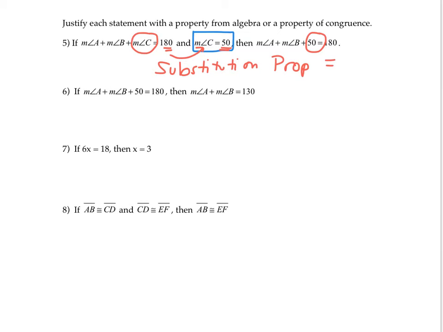In number 6, it says if the measure of angle A plus the measure of angle B plus 50 degrees equals 180, then the measure of angle A plus the measure of angle B is equal to 130. So you have to ask yourself how that happened, and that happened by subtracting 50 from both sides. So that's an example of the subtraction property of equality. Number 7 says if 6x equals 18, then x equals 3. That happens by dividing both sides by 6. So it's the division property.